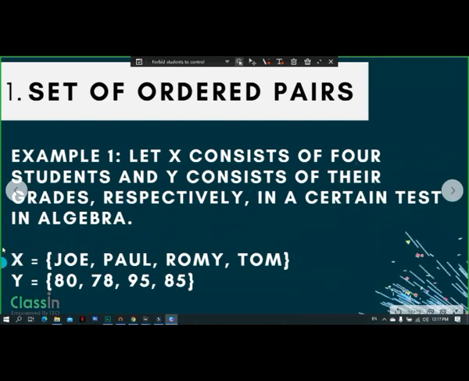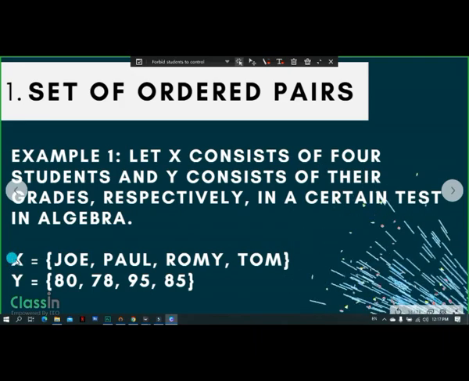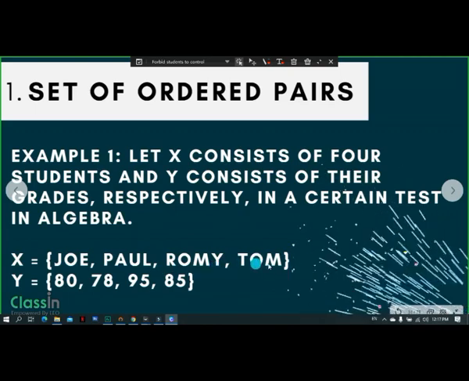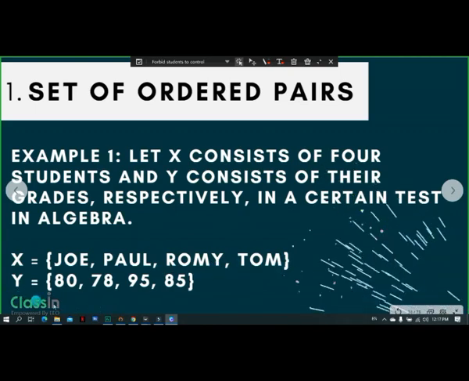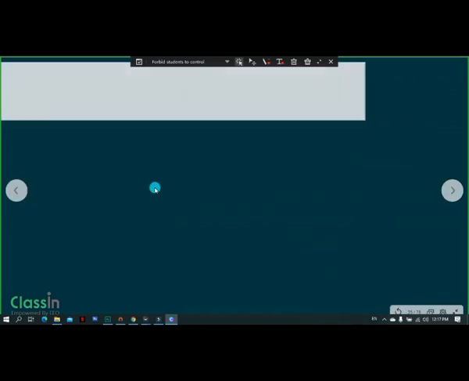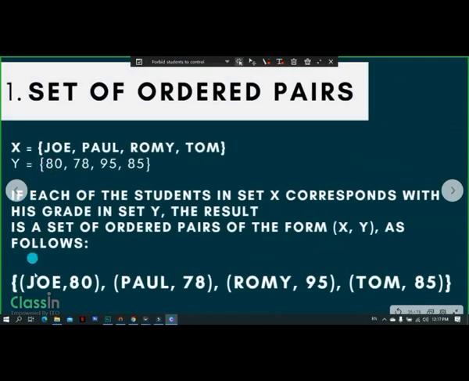So, ano po yung set of elements ng x? We have Joe, Paul, Romy, and Tom. Sa y, we have 80, 78, 95, 85. Sabi dyan, respectively, kung ano yung pagkakasunod-sunod, yun po yung grade nila. So, kung i-check po natin siya, we have, ang grade ni Joe ay 80. Ang grade ni Paul ay 78. Grade ni Romy ay 95. Grade ni Tom ay 85. So, malalaman po natin kung function yan.